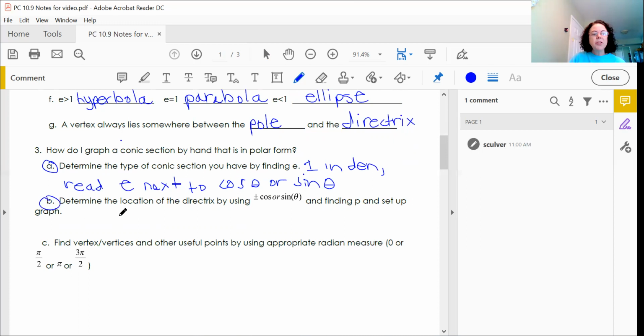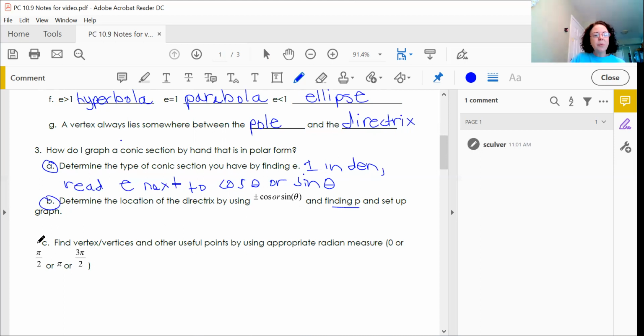Next, determine the location of the directrix by using positive or negative cosine or sine. So cosine or sine will tell us if the directrix is vertical or horizontal, and plus or minus will tell us if it's to the left, right, above, or below the pole. And then we'll find P from the numerator to find out where the directrix is located from the pole.